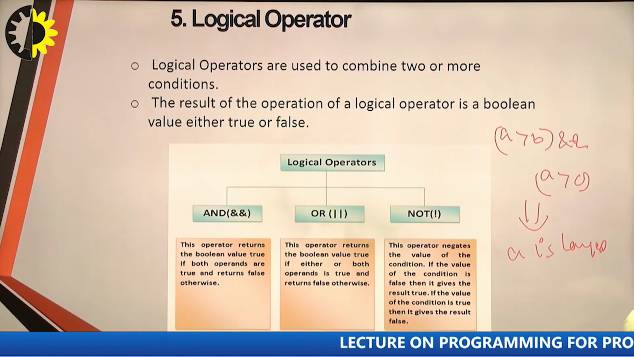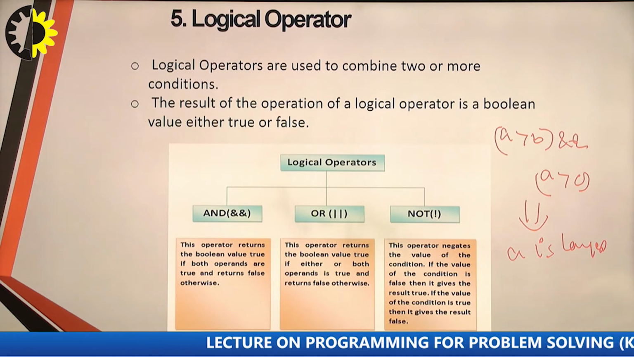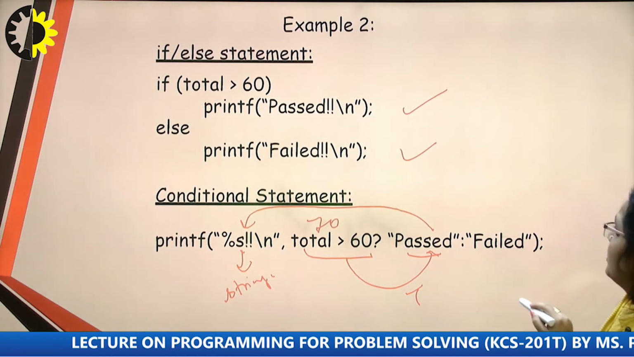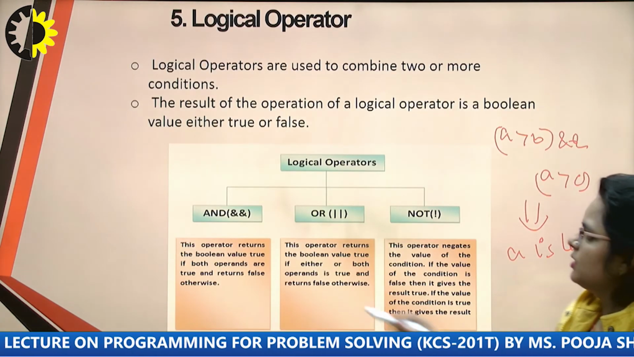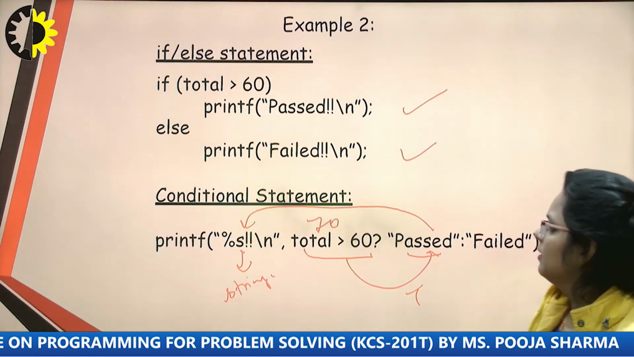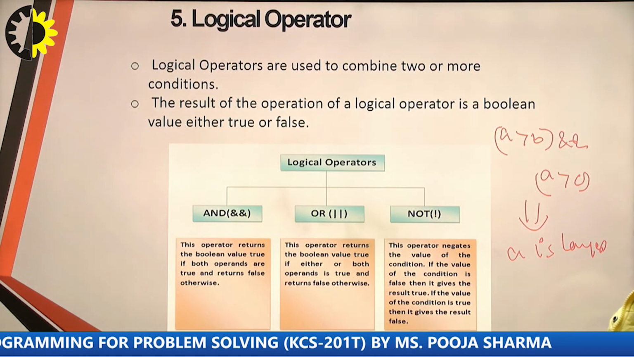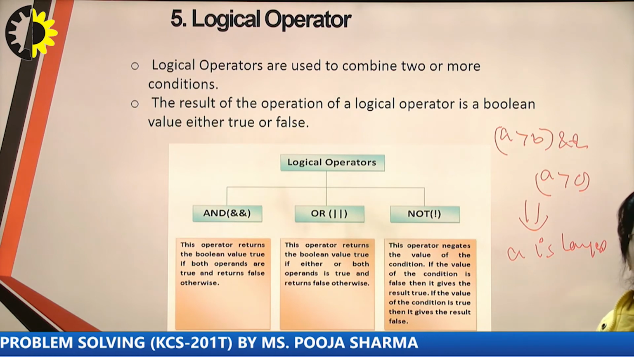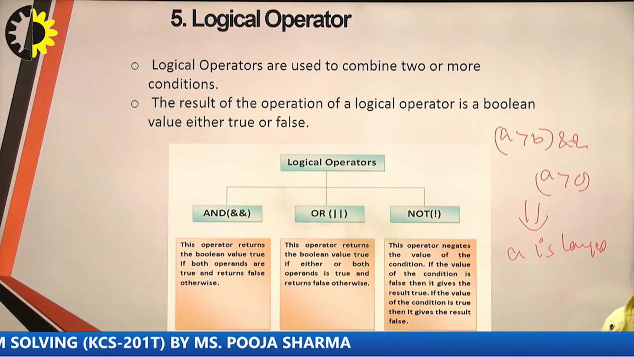So the result of the operation of a logical operator is actually a boolean value. Either it would be true or false. There are three types of logical operators. First is AND, OR and NOT operator. The AND operator returns the boolean value true if all the operands are true, and returns false otherwise.